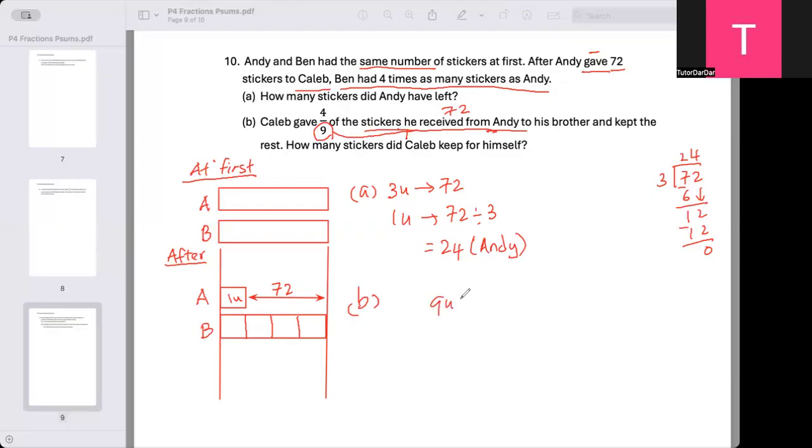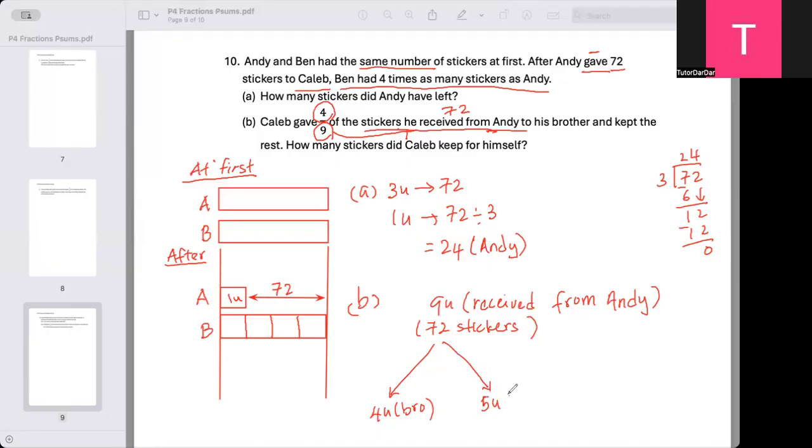So 9U is what he received from Andy, which is equal to 72. Okay, then from 9U, he gave away 4U to his brother. So from 9U, 4U is brother, and he is left with how many U? 5U is what he kept.